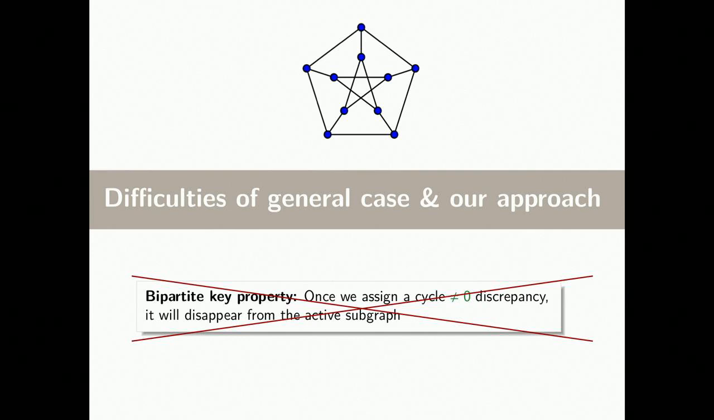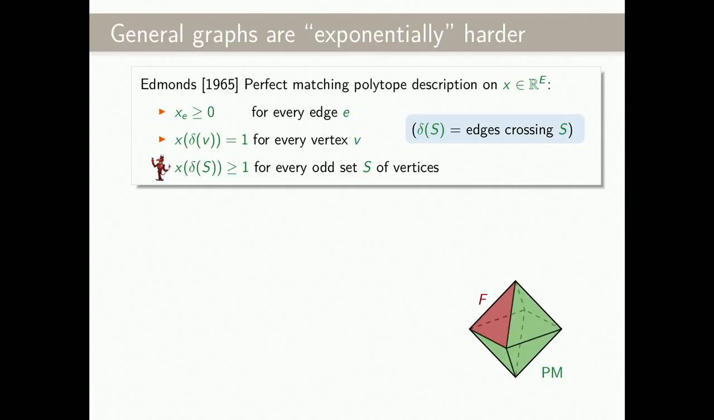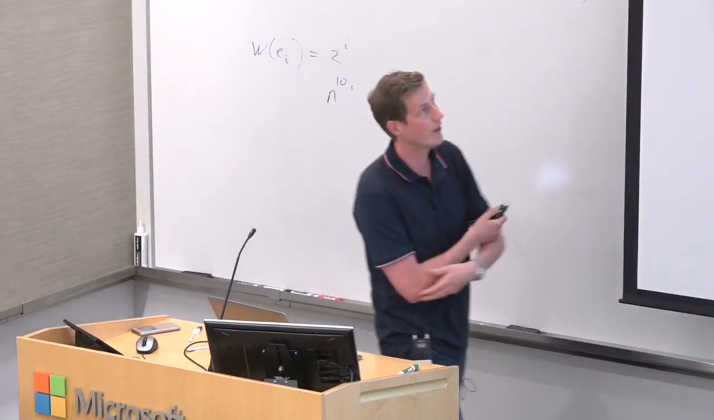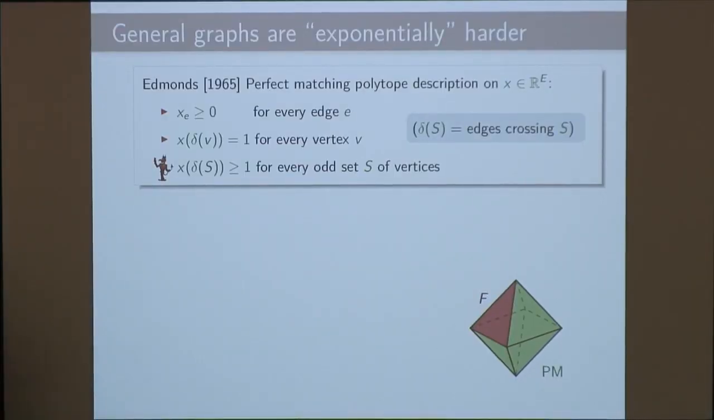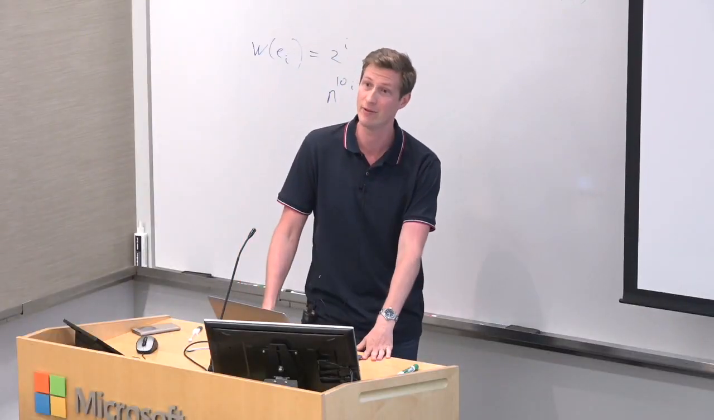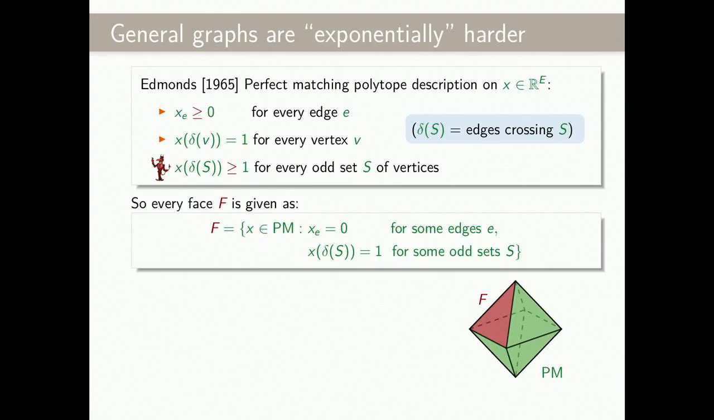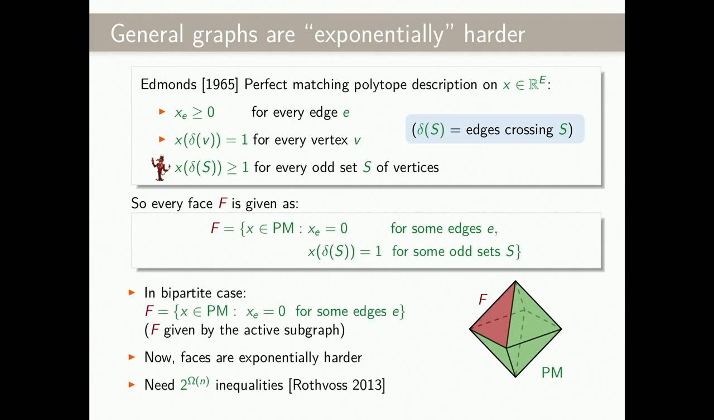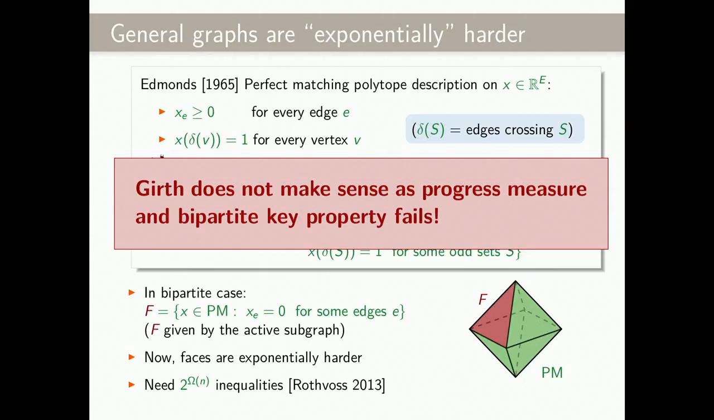Well, the problem is that this is not true anymore. So this goes out the window. The problem is that you have exponentially many constraints in the characterization of the perfect matching polytope of general graphs. For every odd set of vertices, at least one edge has to go down. So now not every face is a subgraph. Every face is obtained by removing some edges, but also by keeping some tight odd sets. It's exponentially many constraints, it looks bad. And unfortunately, Thomas has proved that we need so many inequalities, so it's not just because we didn't understand the perfect matching problem. This polytope is way harder than bipartite. Actually, I think girth doesn't make sense as a progress measure.